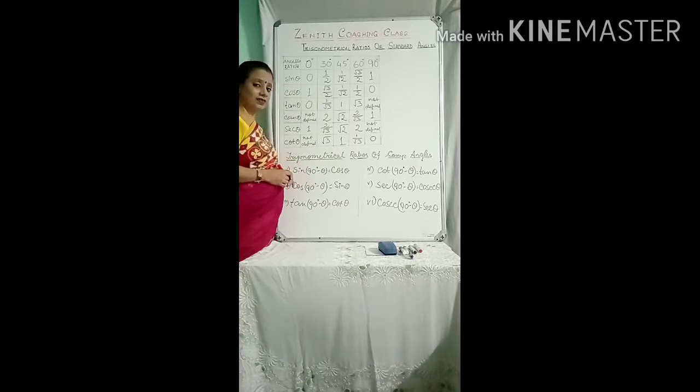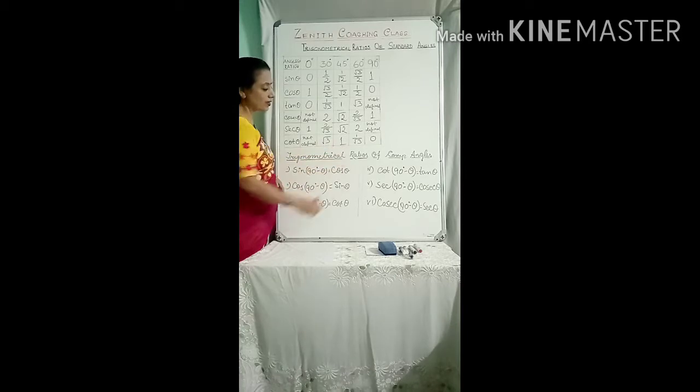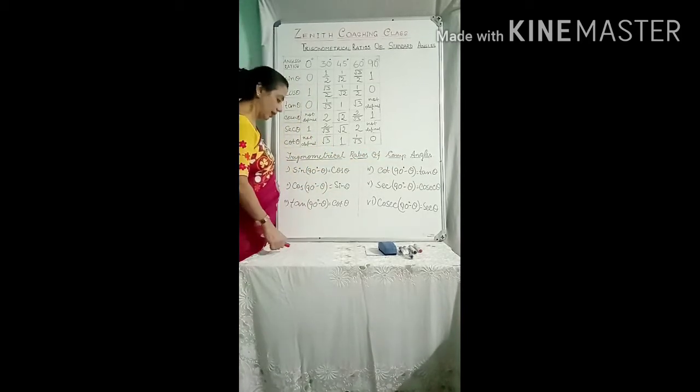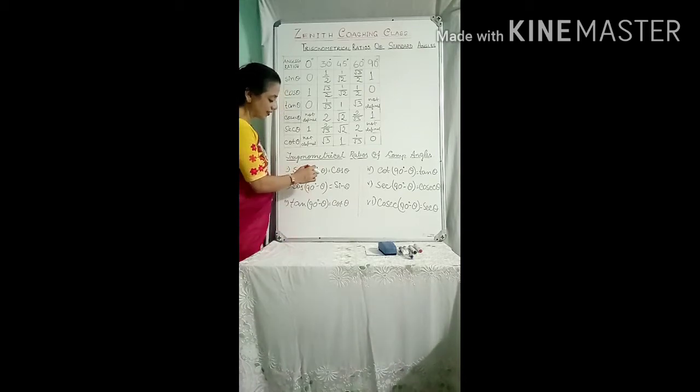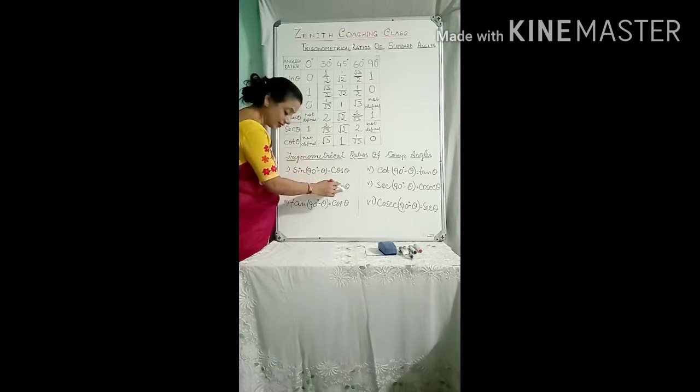Now it is not that tough. Then trigonometrical ratios of complementary angles. So sin of 90 degree minus theta is cos theta. Cos is just the reverse of sin. Cos of 90 degree minus theta is sin theta.